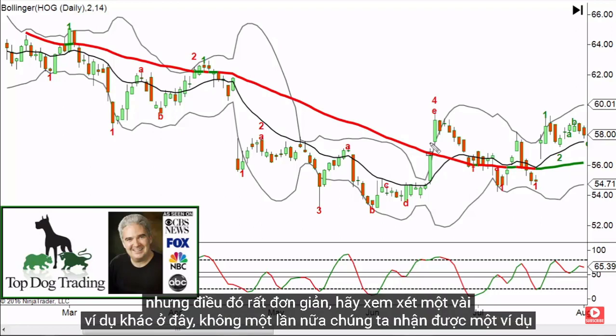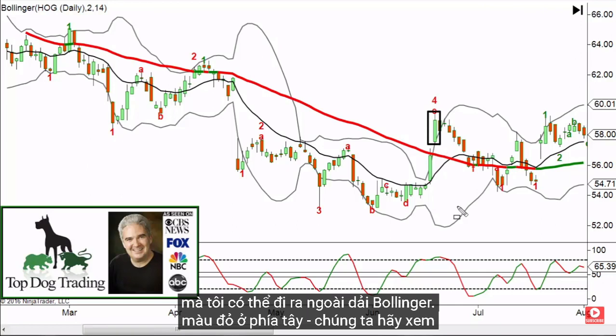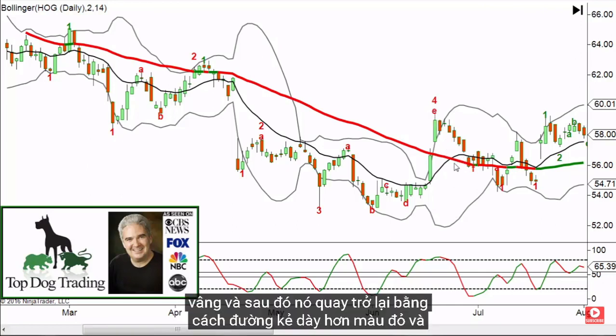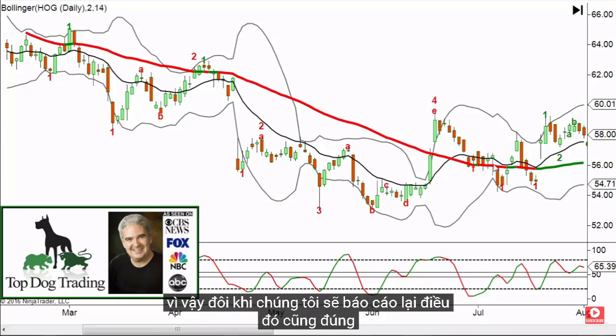Let's look at a few other examples. So here again we get another one. All right, and there you go. It's outside the Bollinger Band. Oops, I think the red one was 2. Let's see. Yeah, and then it comes back down. By the way, the thicker line that's red and green, that's the 50 MA. So sometimes it'll revert back to that as well.